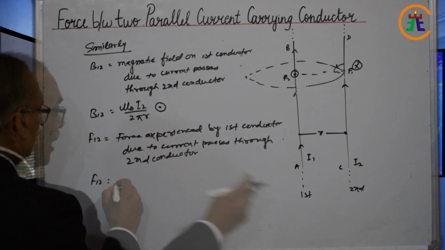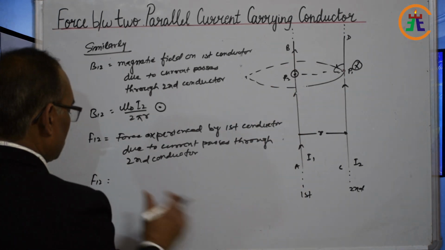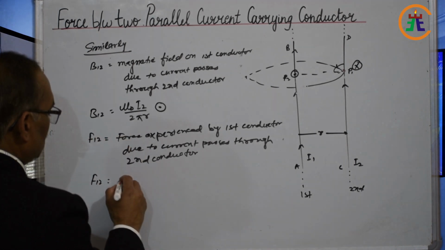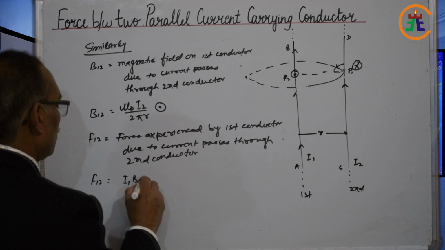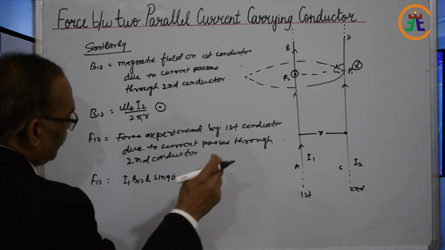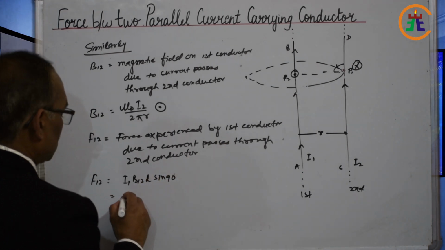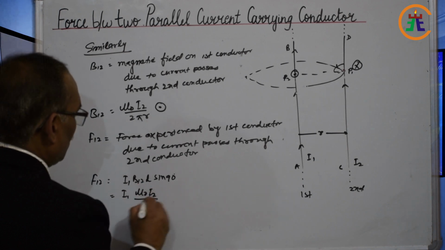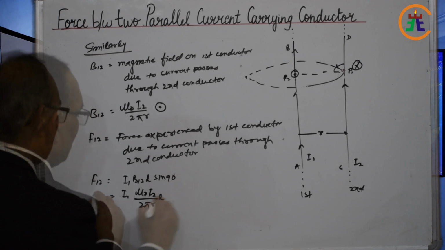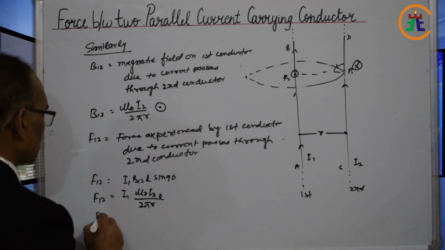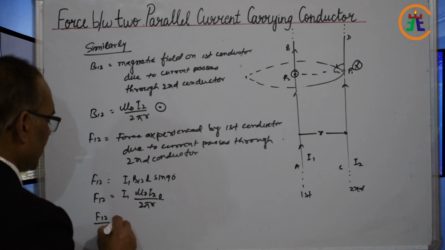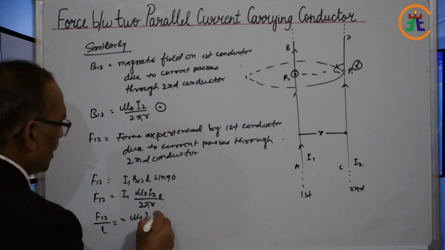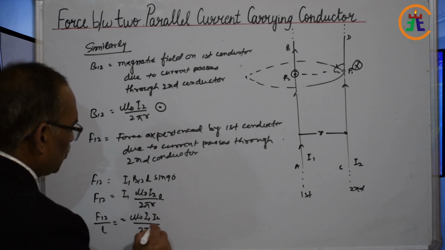F12 is equal to I1, the current passing through the first conductor, and this is inside the magnetic field B12. So this is equal to I1 B12 L sin 90 degrees, because this is perpendicular. So this is equal to I1 B21, which is mu naught I2 upon 2 pi R, times L, that is equal to F12. So the force per unit length is equal to mu naught I1 I2 upon 2 pi R.